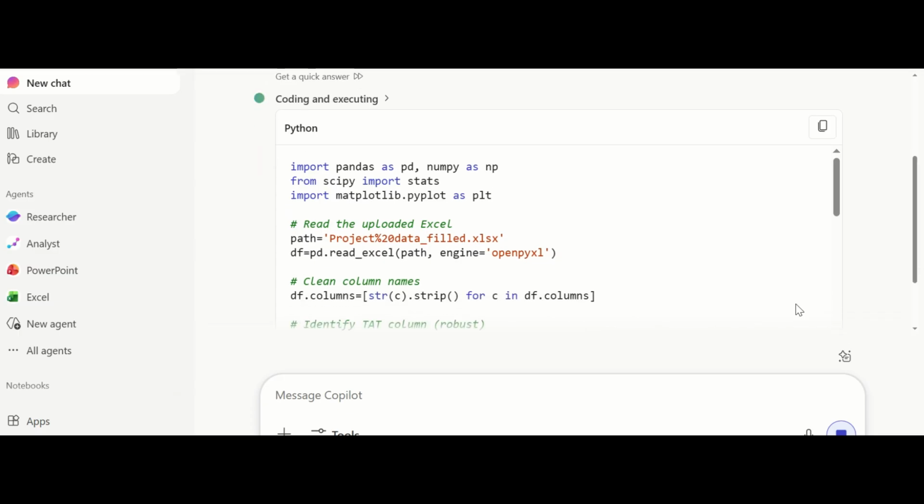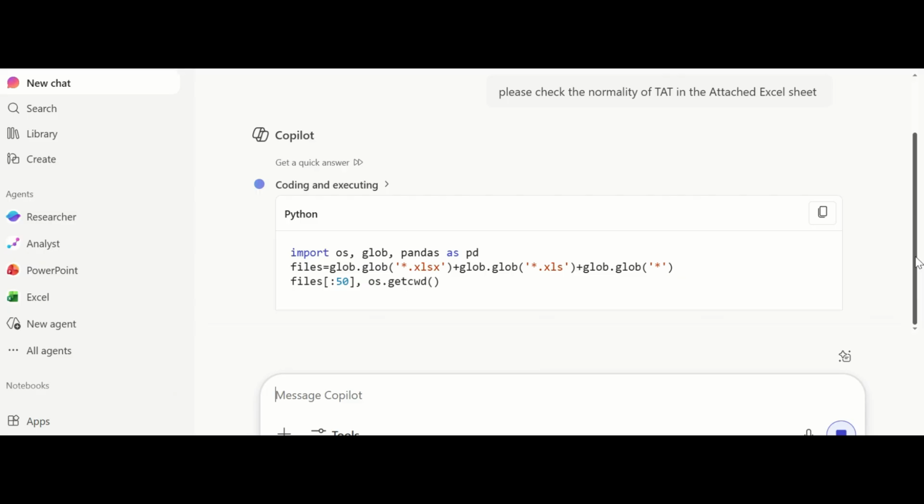We have always seen that it takes a little time to generate the output, but the outputs are pretty accurate. So let's wait for the output to be generated.